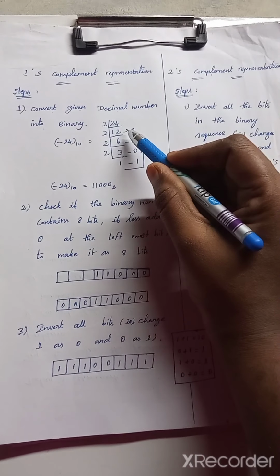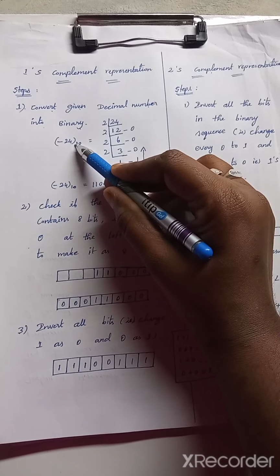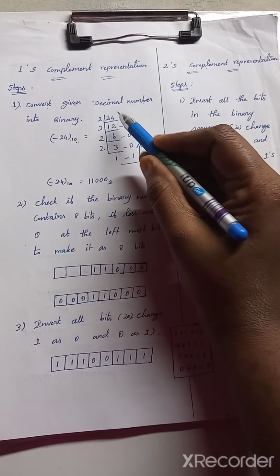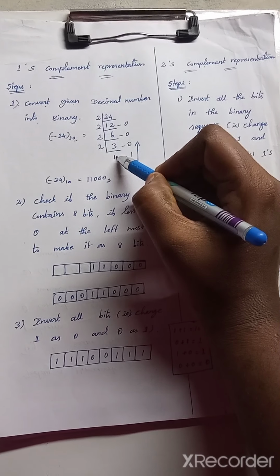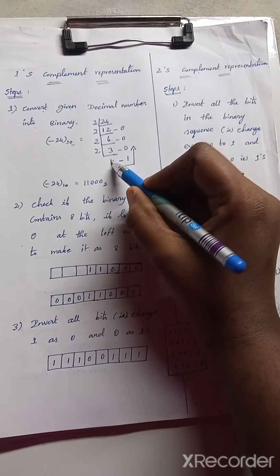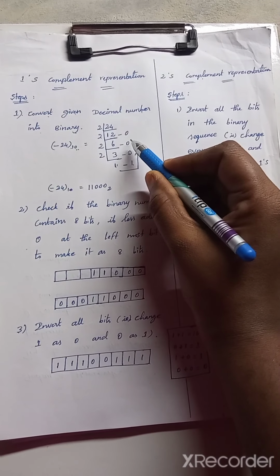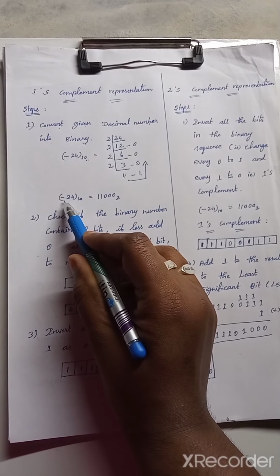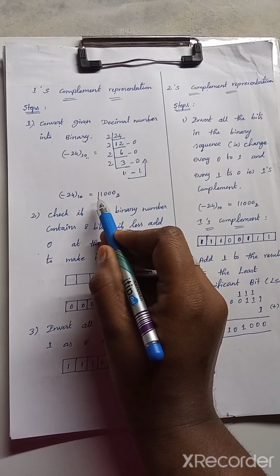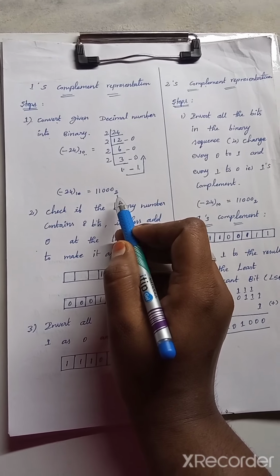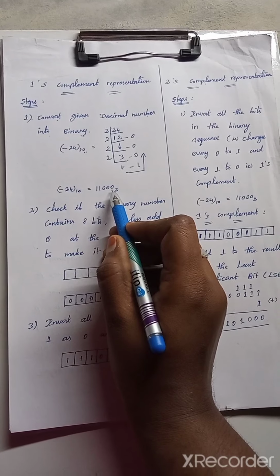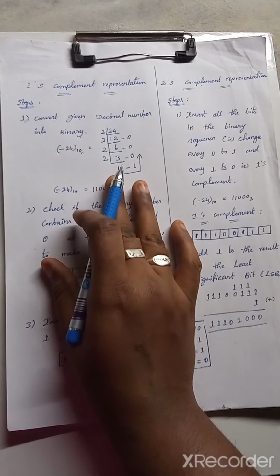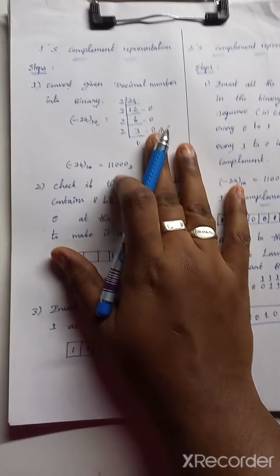Here I have minus 24 base 10. The decimal number should be converted into the binary number, that is 1 1 0 0 0. Write in this format: minus 24 base 10 equals 1 1 0 0 0 base 2. This is the binary form of this minus 24 decimal number. This is the first step of 1's complement representation.